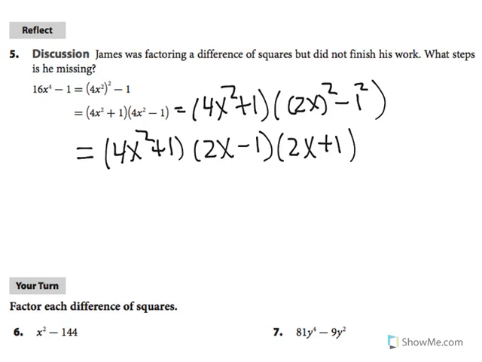Okay, so one thing that I need you guys to pay attention to is this part here. This is not a difference of perfect squares. Okay, so a lot of students make that mistake. Be careful with that. Right, so for number 6, factor each difference of squares. So can you try number 6 and number 7?